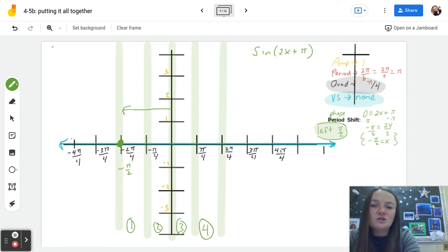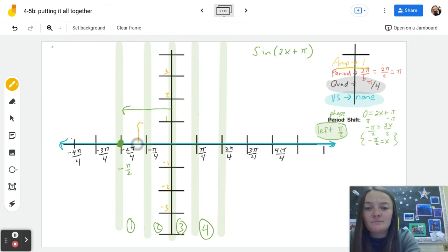After that, the sine function goes up to a maximum. Specifically, I'm only allowed to go up 1 because my amplitude is 1. So because my amplitude is 1, I'm going to go to the next quadrant line, and I'm going to go to a maximum of 1. So everything important is going to happen on these quadrant lines.